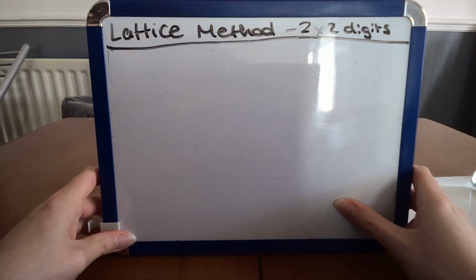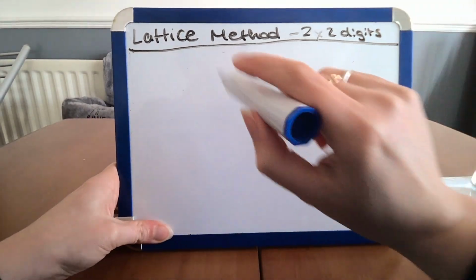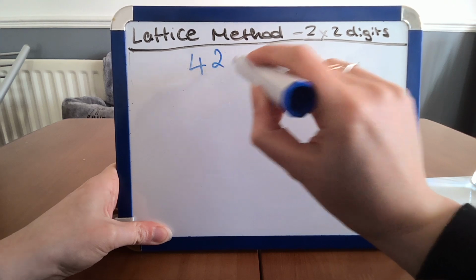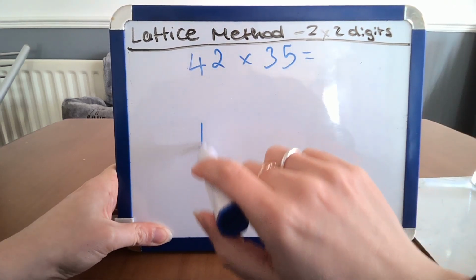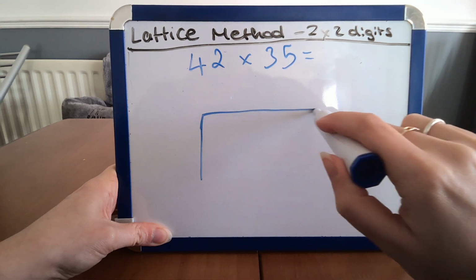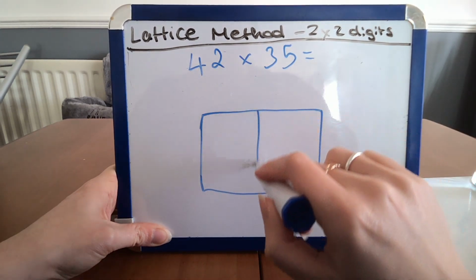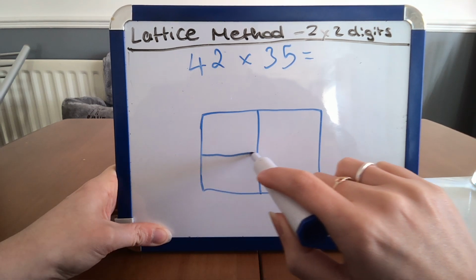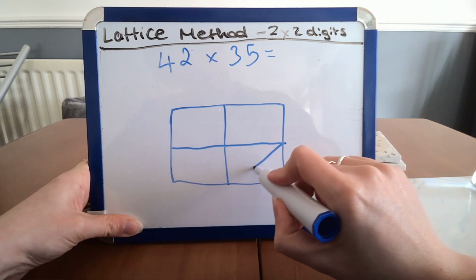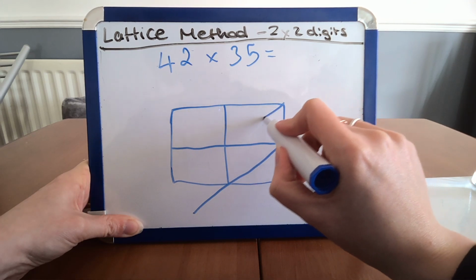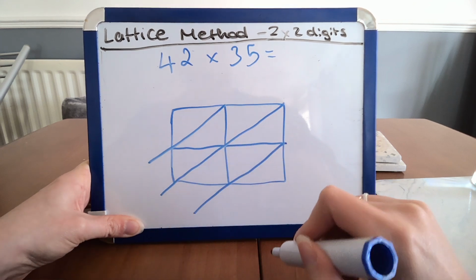Okay, so this time I'm going to do 2 digits by 2 digits. So we'll do 42 times 35. So I start with my rectangle again, but this time it's 2 digits by 2 digits. I then split these in half diagonally, remembering to leave a little bit of overhang.